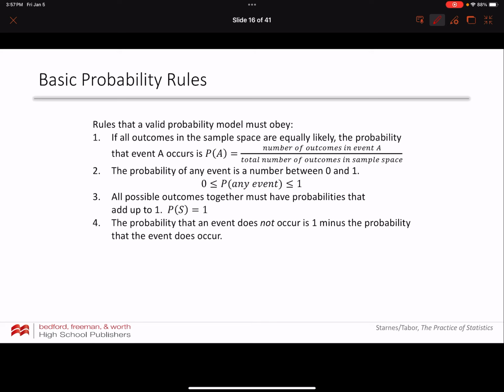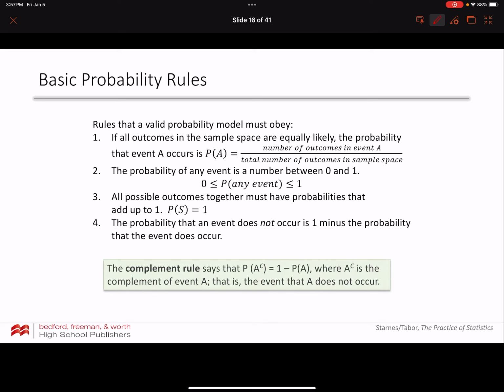The probability that an event does not occur is 1 minus the probability that the event does occur, right? What's the probability of getting a heads when you flip a coin? A half. What's the probability of getting not heads? Well, it's 1 minus a half, which is a half. So that brings us to what we call the complement rule.